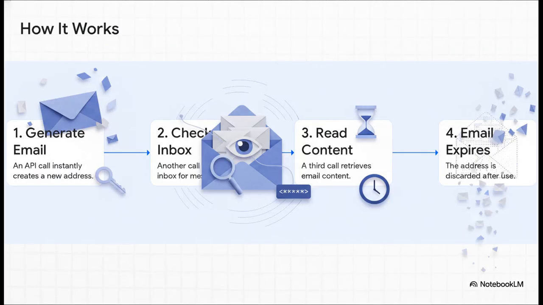So in practice, how does it work? It's basically a 4-step dance. Step 1, your program makes a call to the API and says, "Give me an email." Step 2, it makes another call to ask, "Got an email yet?" Step 3, it calls again to read the message, to grab that verification code or whatever. And finally, step 4, after a little while, the email just disappears, self-destructs, clean and simple.